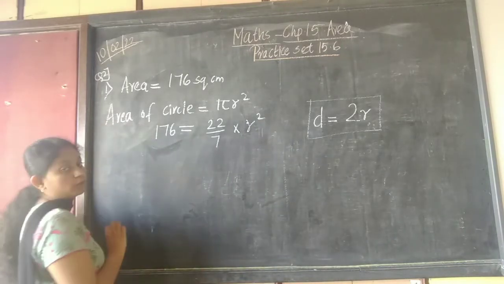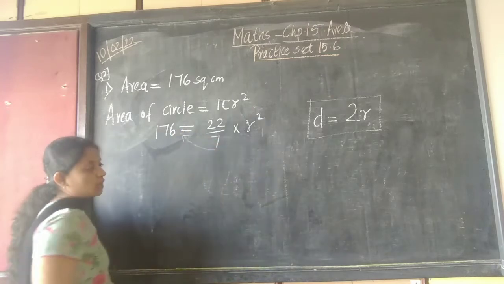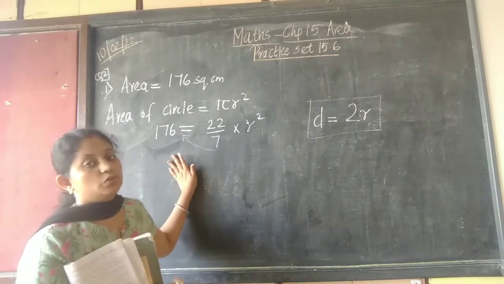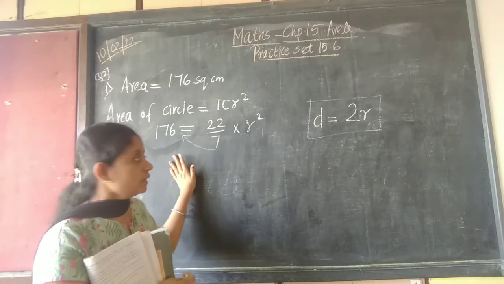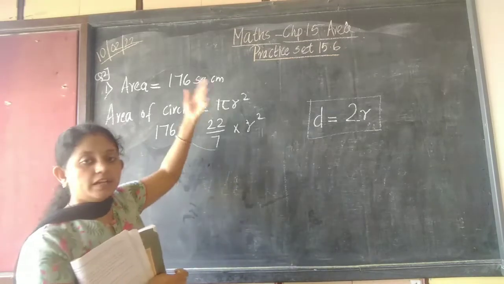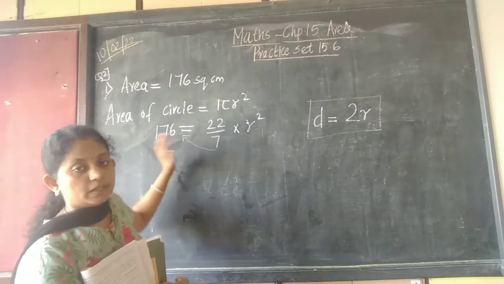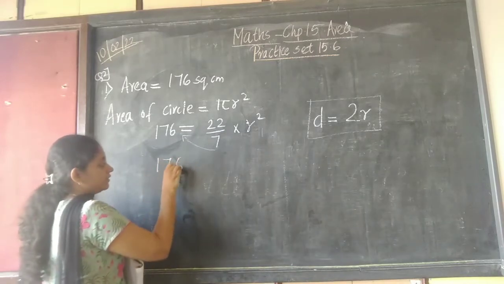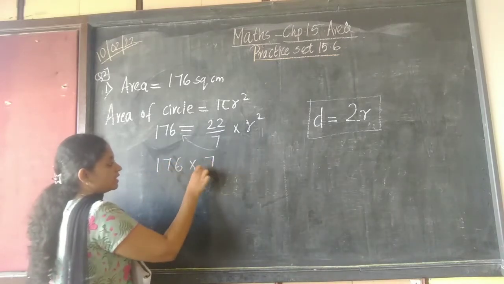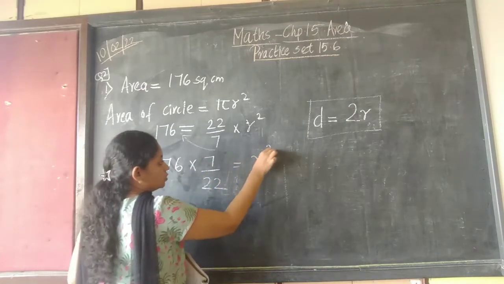Now, what are we going to do here? We are going to shift this number towards here. When you do the shifting of a fraction, what happens is you take the reciprocal of that number. Correct? Reciprocal means the reverse one. So here 7 will come and 22 will be in the denominator. Okay? So what you are going to write? 176 into 7 upon 22 is equal to r square.